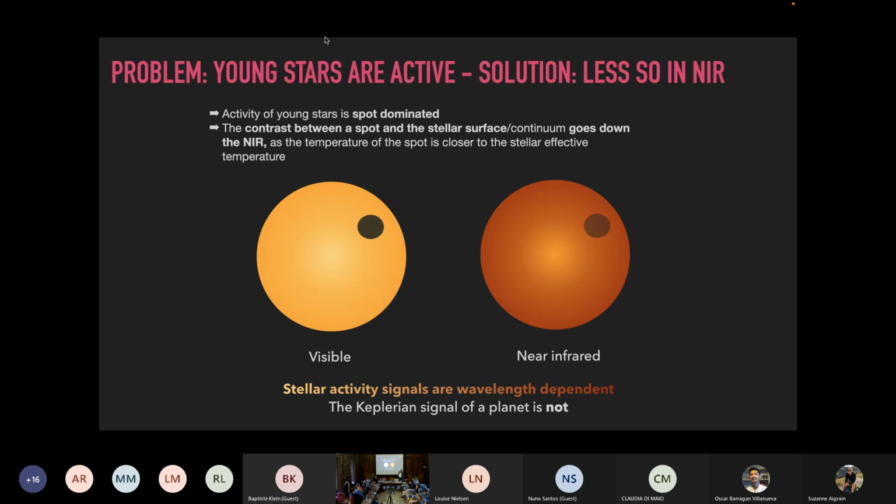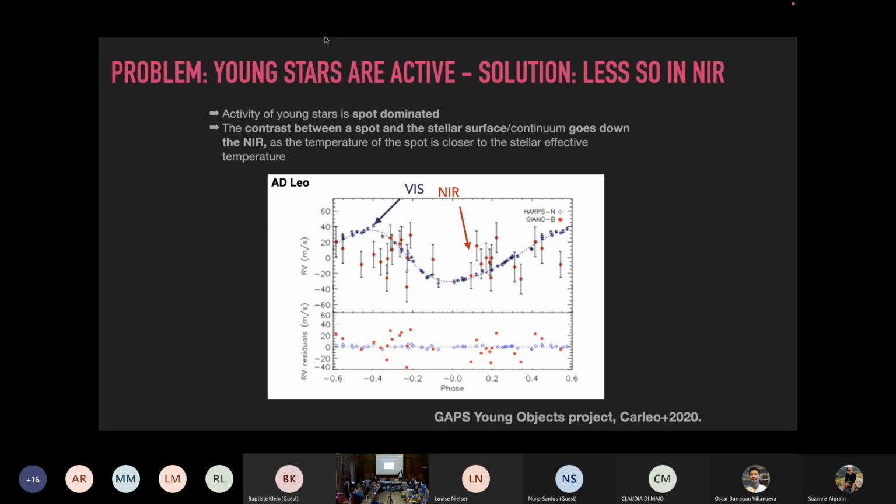And this is also what people have been using in terms of looking for these chromatic activity variations: the activity signal from the star will be wavelength dependent, and the Keplerian signal of a planet is not. So hopefully that's fairly known to people. Of course, this has been tested and shown in quite a few different ways.